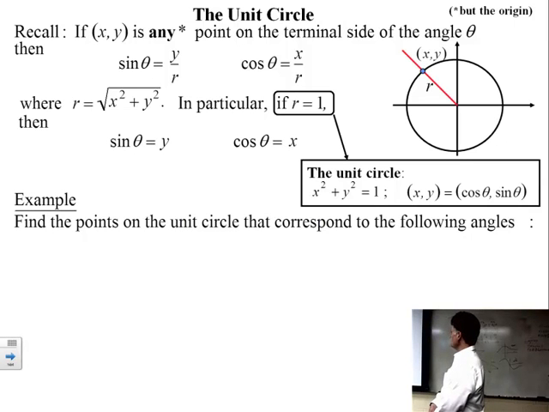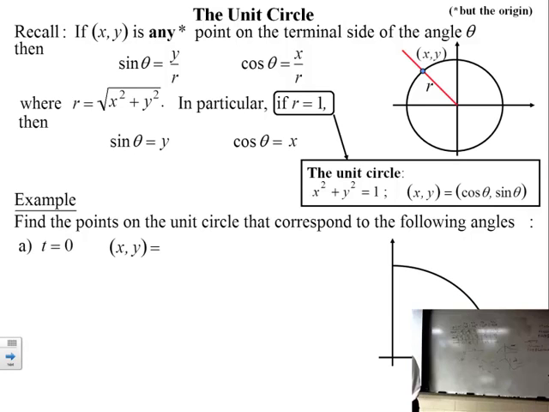So let's find the points on the unit circle corresponding to some special angles. Well, first of all, angle 0. Where is x and y? They're along their axes. Yeah, it's right there, right? So x is equal to 1, and y is equal to 0. So that's (1, 0). So that immediately tells you what the cosine of 0 and the sine of 0 are. Cosine of 0 is 1. Sine of 0 is 0.